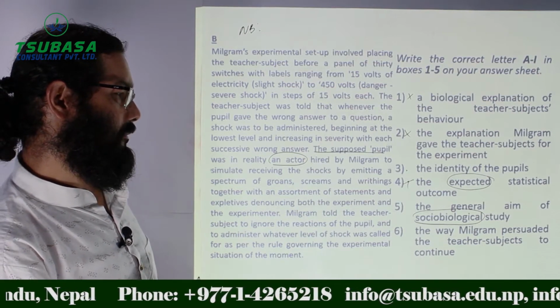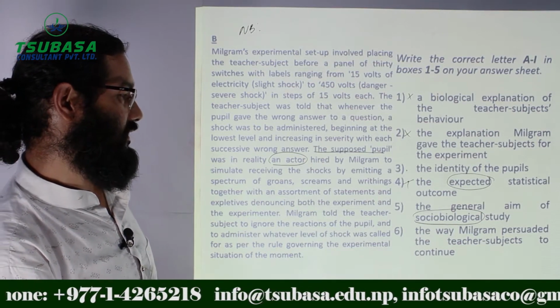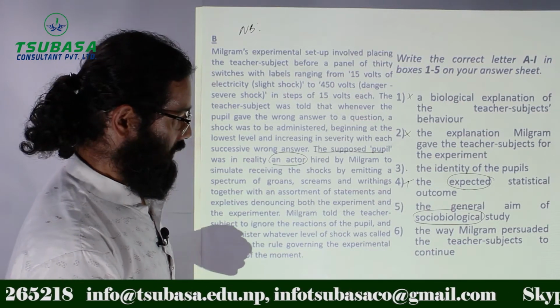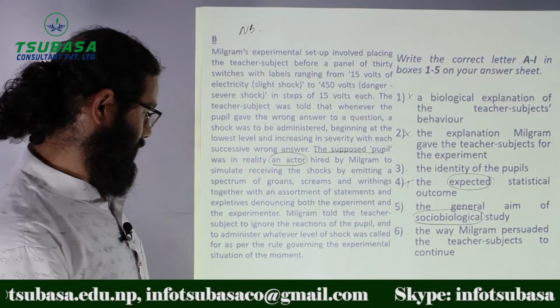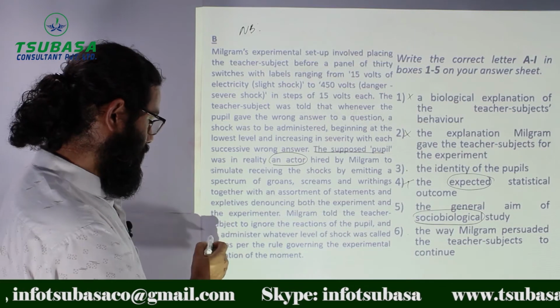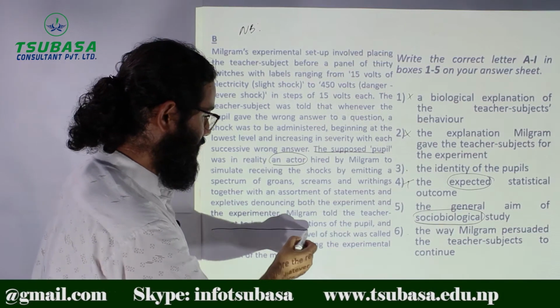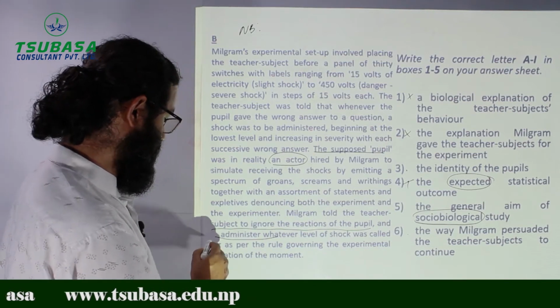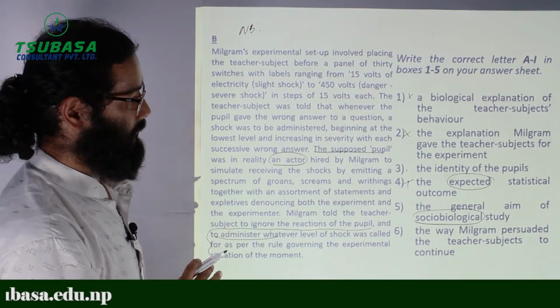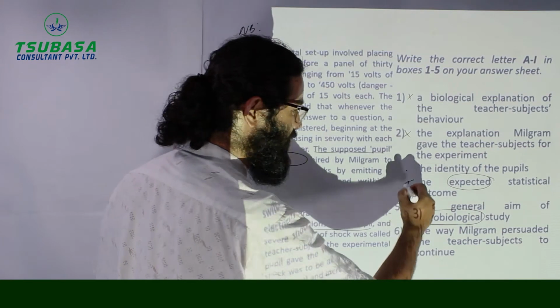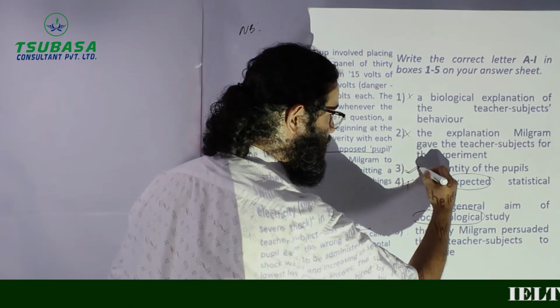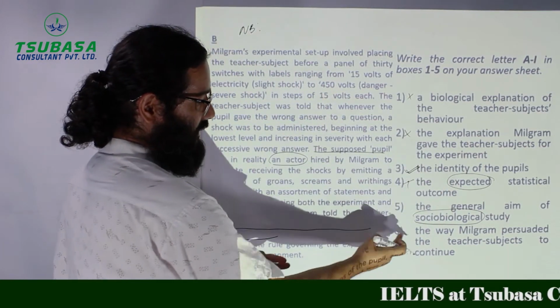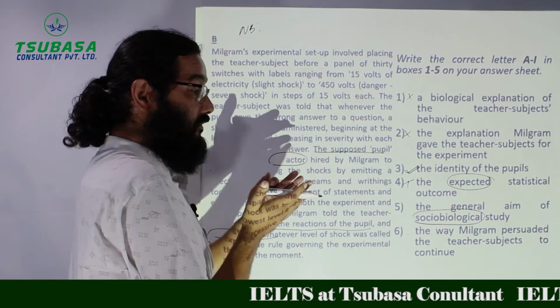The way Milgram persuaded the teachers to continue. Now let's keep this as well, because it says to ignore the reaction of the people and to administer whatever level of shock was called for as per the rules. Okay, let's keep this for a moment. Now we definitely know that it's the identity of the people. Now this looks like it's an answer. Now let's go a little further.